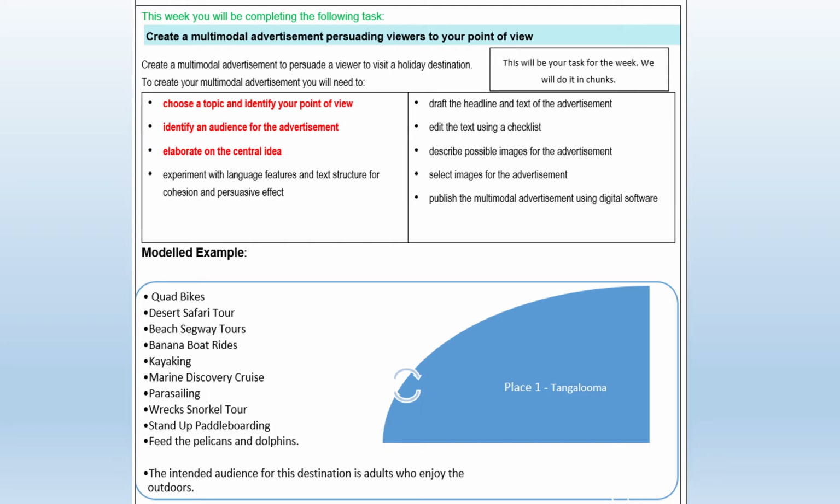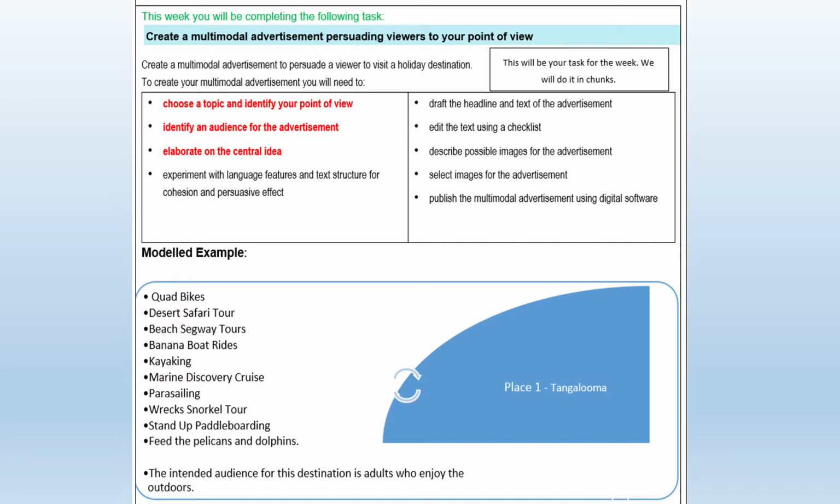So what I did is I researched it on my computer. I researched the place of Tangalooma. I wrote Tangalooma down in place 1 because that was my first idea. And then I had a look on their website, and they have so many exciting outdoor activities. They had quad biking, they had kayaking, they had parasailing, they had stand-up paddleboarding, and you can feed the pelicans, the dolphins, and even the kookaburras there. So they had so many exciting activities for the outdoors.